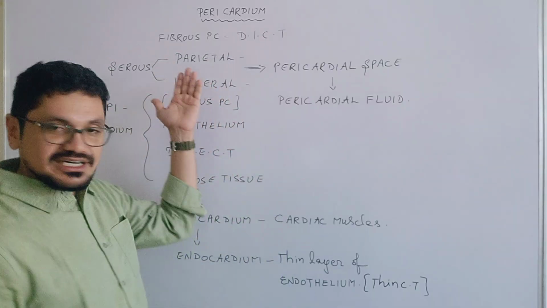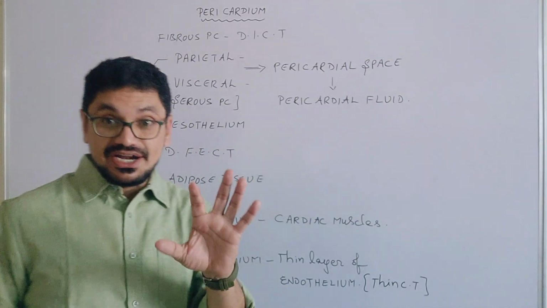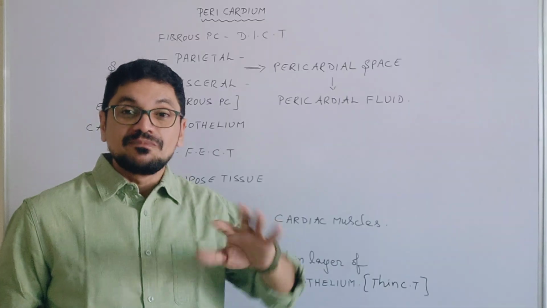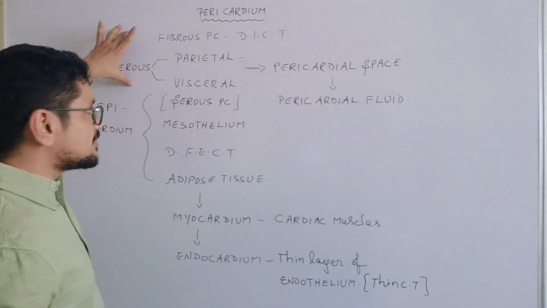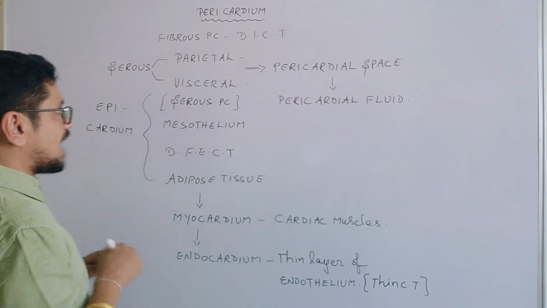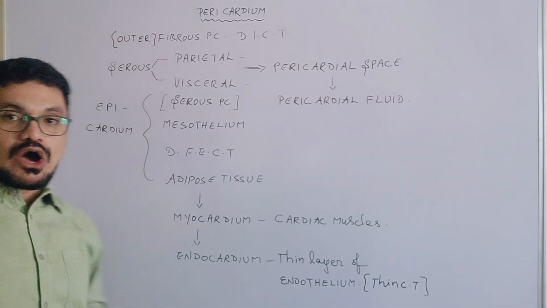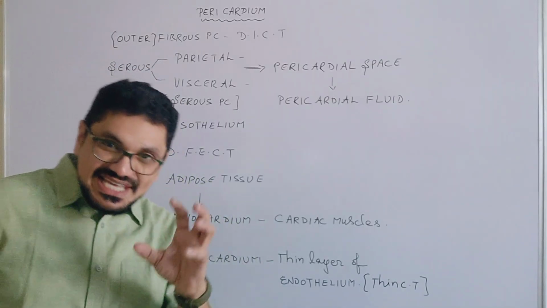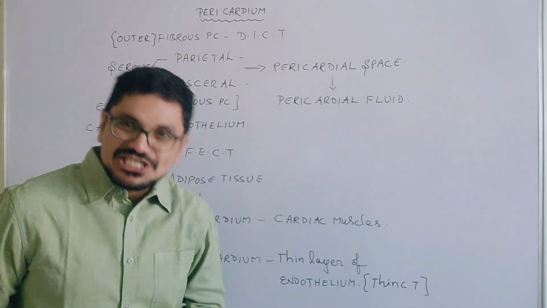You see, these are all the layers which are present in the pericardium, the components surrounding the heart. This is the pericardium, and in fact the pericardium is a double layer, having two layers. The outer layer is called the fibrous pericardium, and the inner layer is called the serous pericardium. Two layers are present, the outer fibrous and the inner serous pericardium.